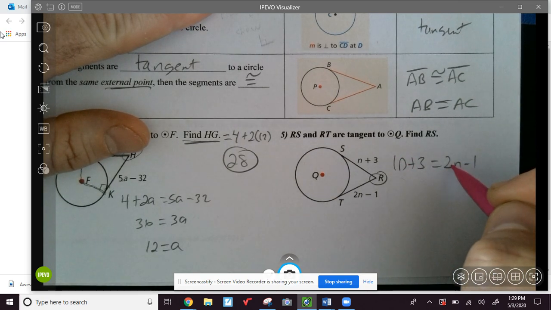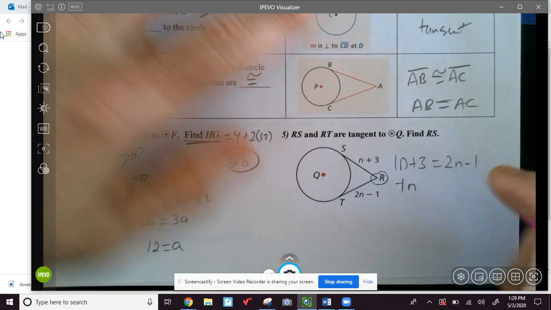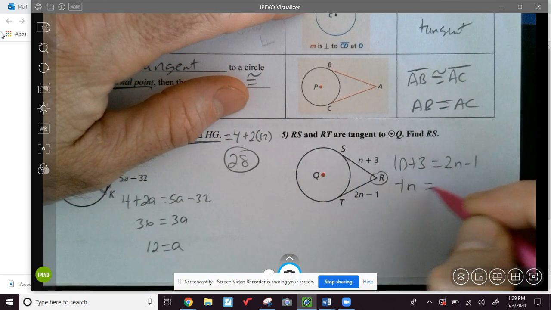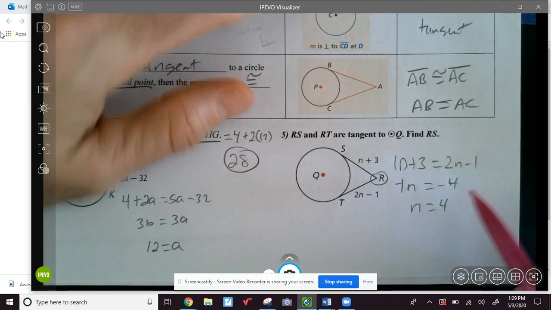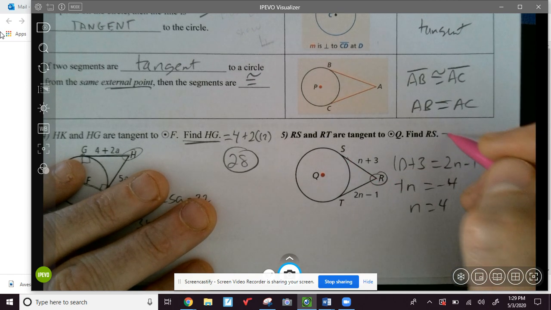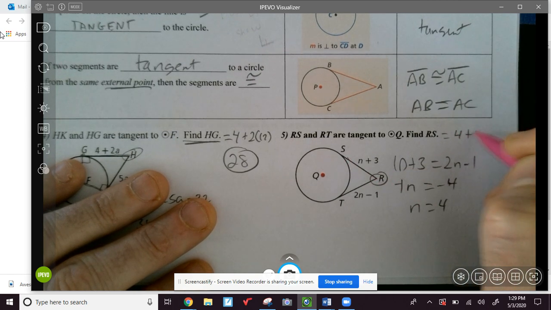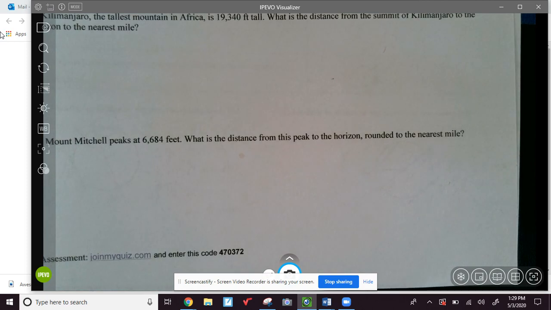So 1 there. Going to subtract 2n from n, I get a negative n. Subtract 3 from negative 1, I get negative 4. And I get positive 4 when I divide by negative 1. RS is right there. So it's going to be 4 plus 7, which would be, 4 plus 3, which is 7. There we go. All right.